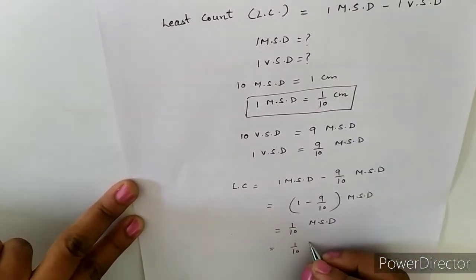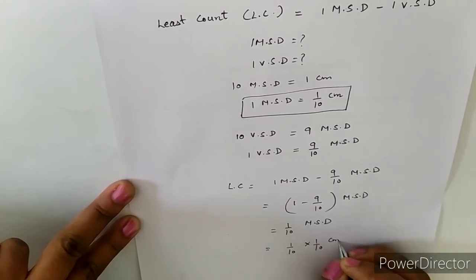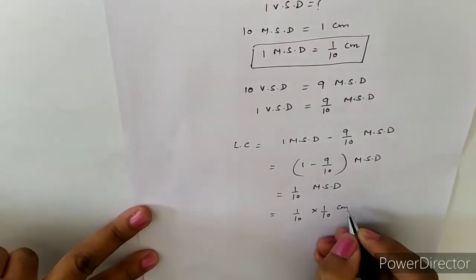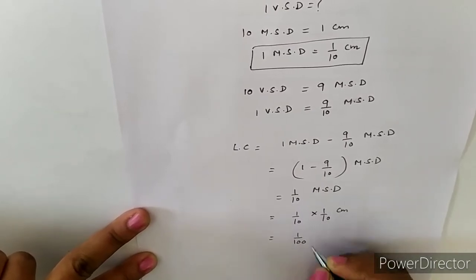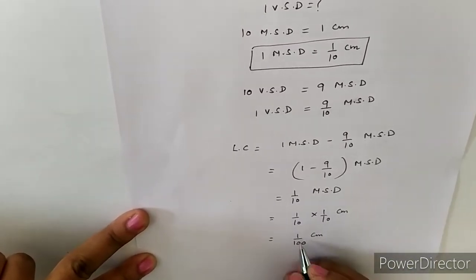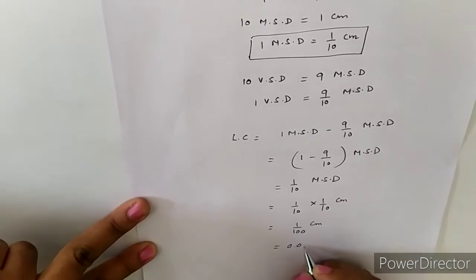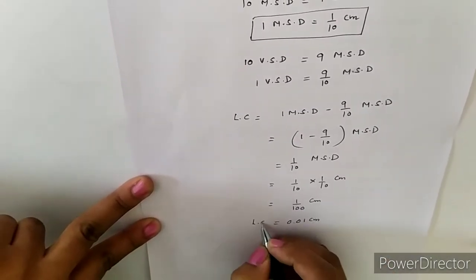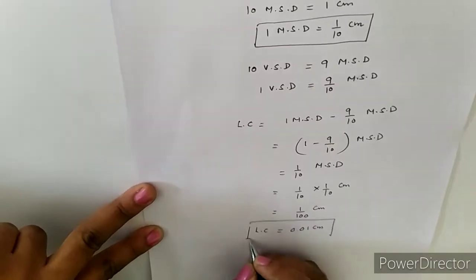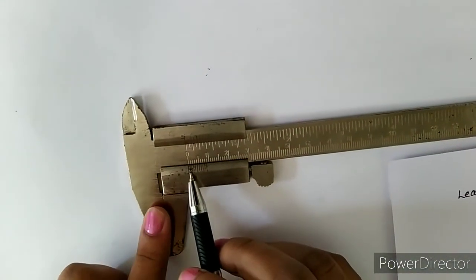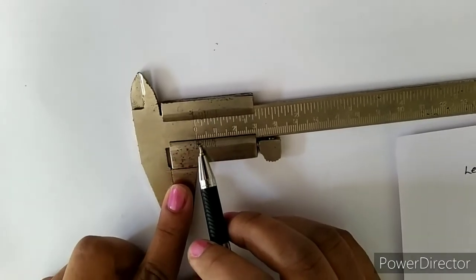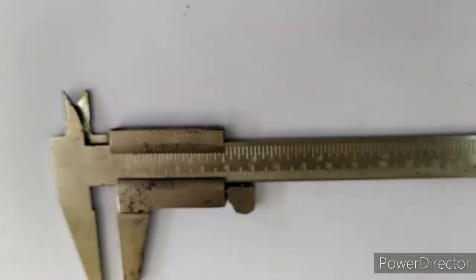The value is 1 by 10 centimeter. Please don't forget to write the units. Units are very important in these experiments. So 1 by 100 or 0.01 centimeter. Least count is 0.01 centimeter. Least count of what? One vernier scale value is 0.01 centimeter.